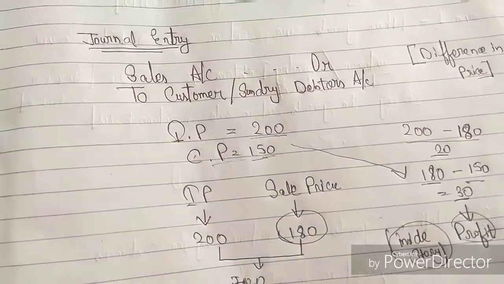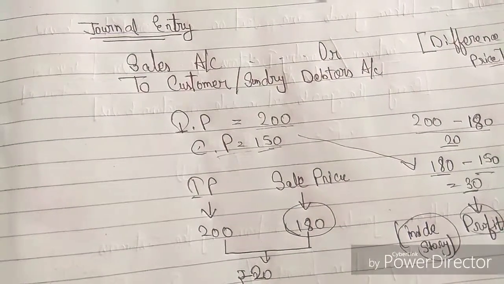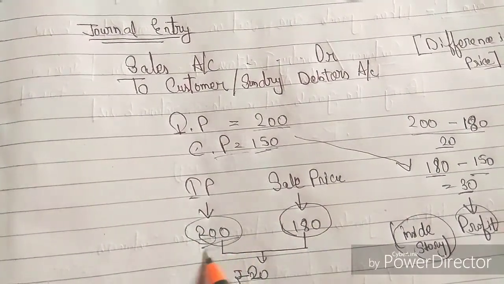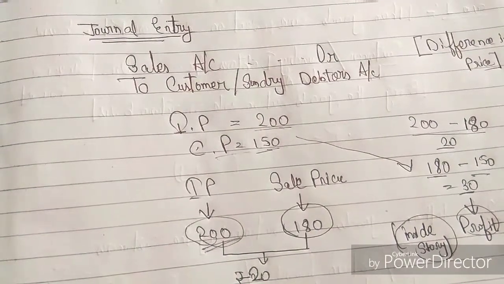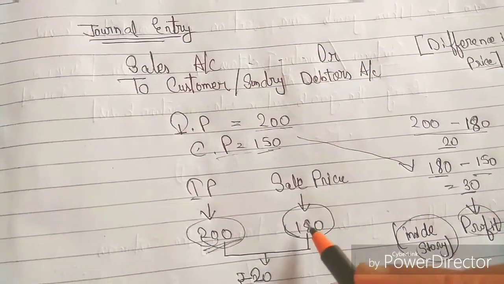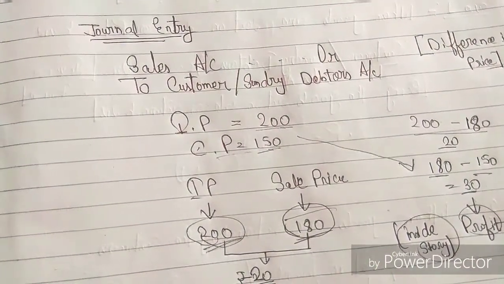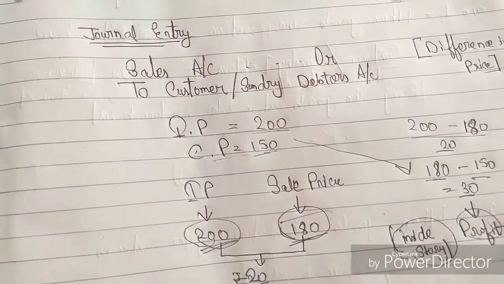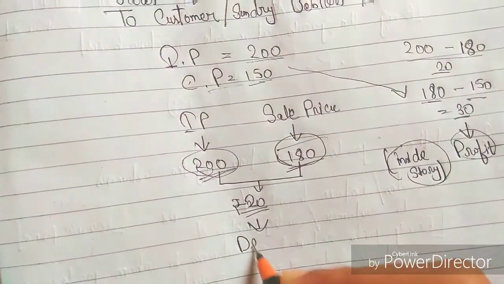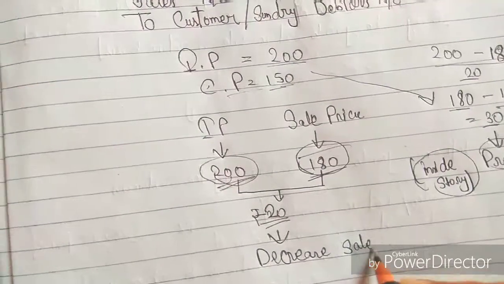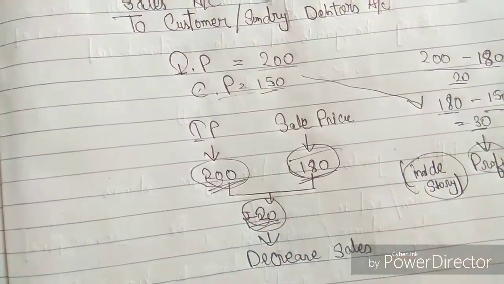Okay, so there is an indirect loss of 20 rupees because when we sent the goods at IP, we recorded it as 200, as we didn't know that the customer will accept at a low price. So the customer accepts at 180 rupees. So there is a loss of 20 rupees. We have to decrease sales account to record this 20 rupees loss.